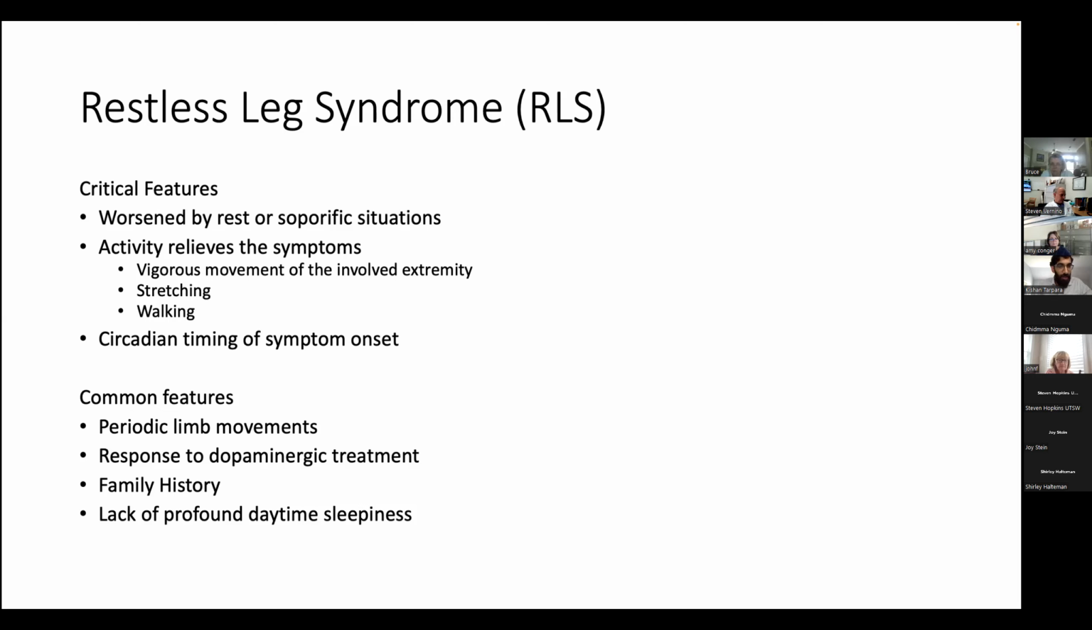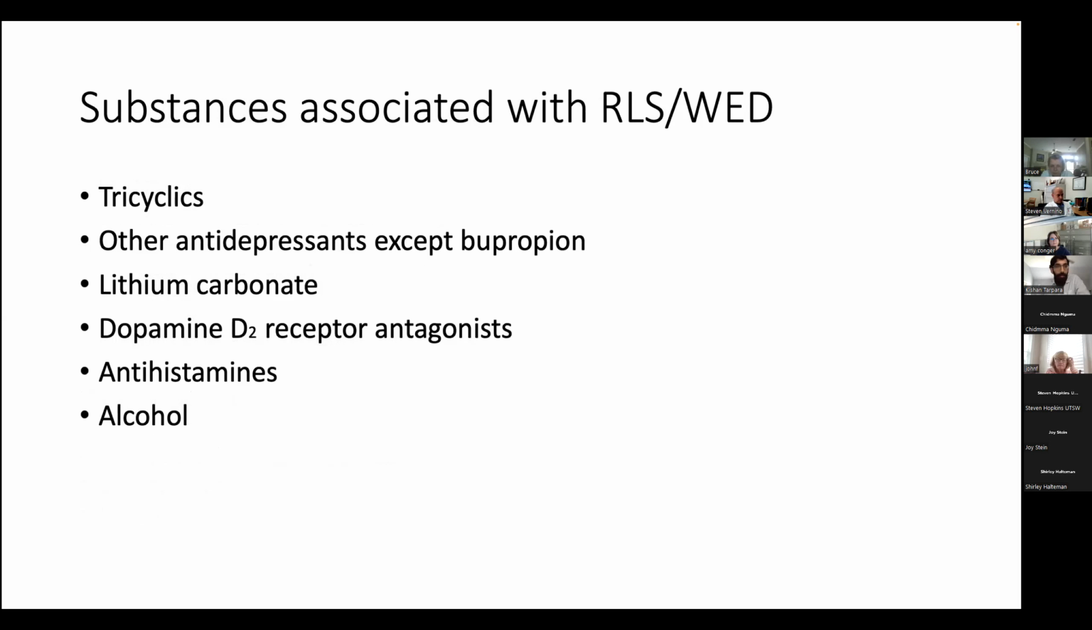Oftentimes there's a family history, but not always. And we'll talk about treatments in the next slide. And typically the time of day is one of the features of it. So there are things that can worsen restless legs, certain kinds of medications. Tricyclics, a type of antidepressant, which I probably wouldn't have MSA patients on, but there are certain medications to be aware of that can worsen restless legs.